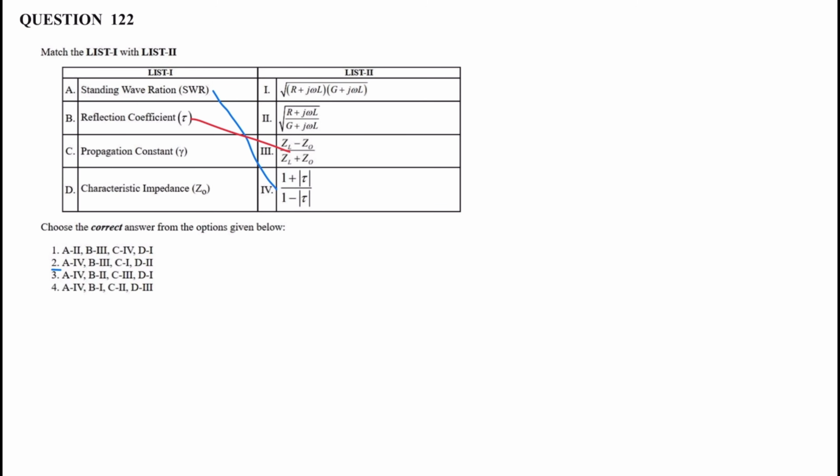(ZL plus Z0). Propagation constant gamma is the square root of (R plus j omega L)(G plus j omega C). Characteristic impedance Z0 is the square root of (R plus j omega L) by (G plus j omega C). It is not L, it is C. Therefore, the correct answer is A4, B3, C1, D2. Option 2 is the correct answer.